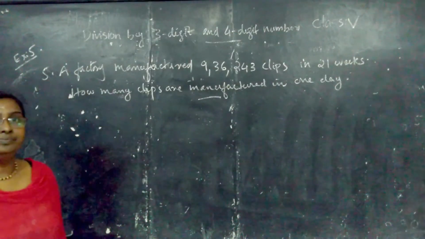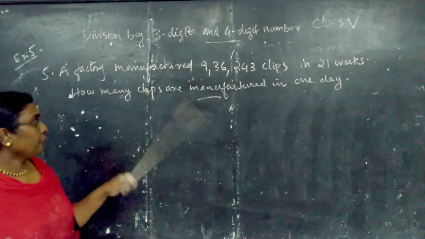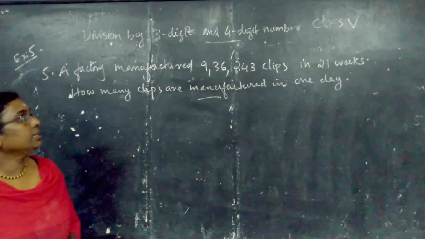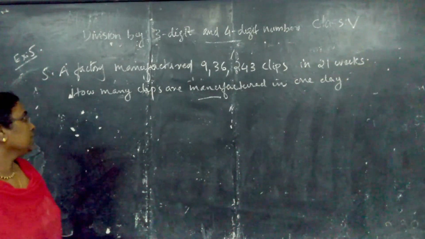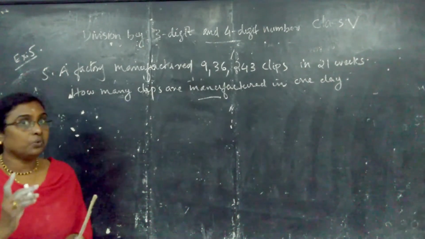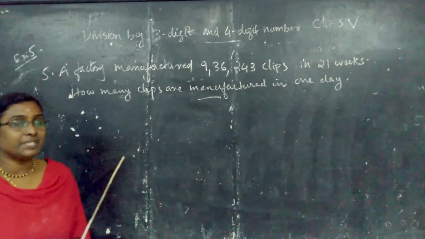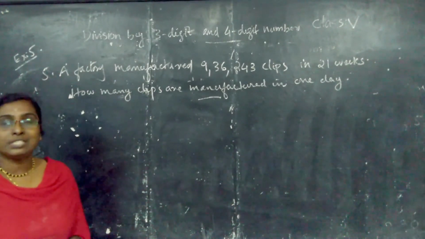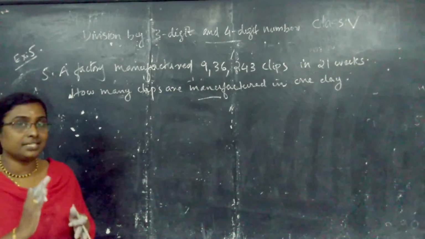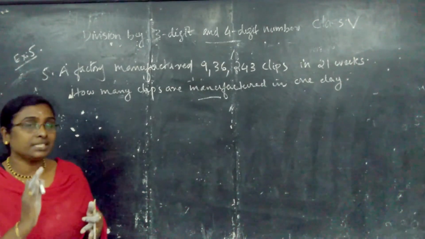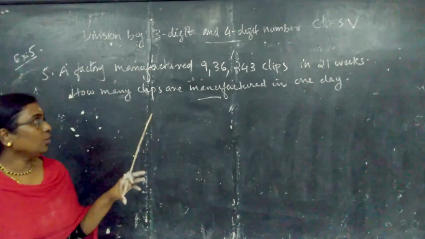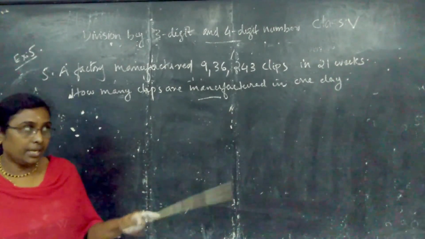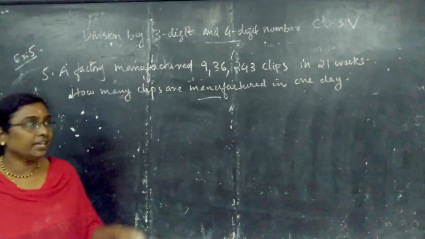Okay. So here the fifth question is, a factory manufactured 9,36,243 clips in 21 weeks. How many clips are manufactured in one day? We have to find the number of clips manufactured in one day. In the second question, we found the cost of one shirt. In order to find the cost of one shirt, we divide. Here also we have to find the number of clips manufactured in one day. For that we divide.